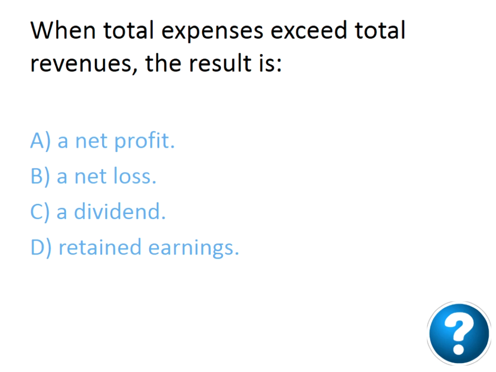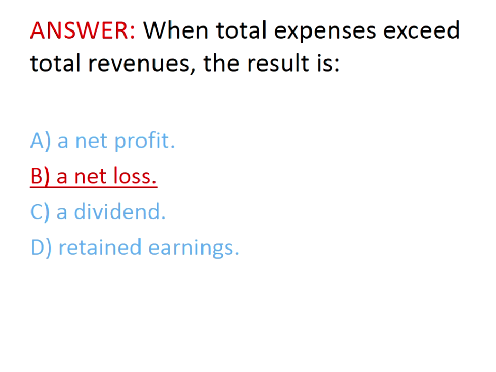Okay, let's display the answers. When total expenses exceed total revenues, our answer is going to be a net loss. If revenues exceed total expenses, then that's where we have a net profit. But when we have expenses greater than our revenues, that's a net loss. So we have a net loss, net profit.